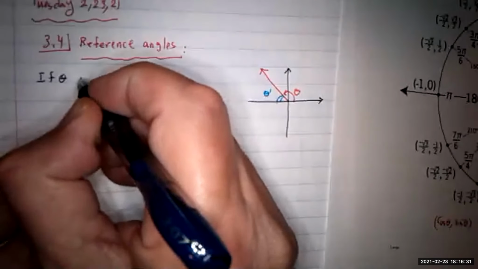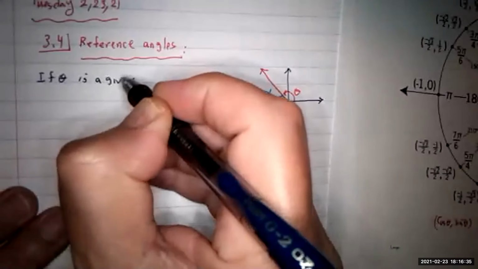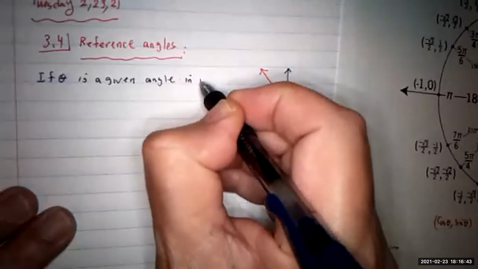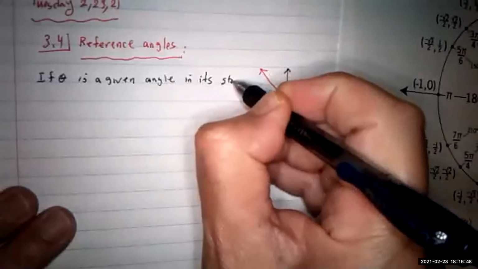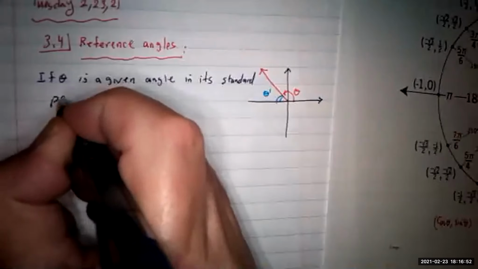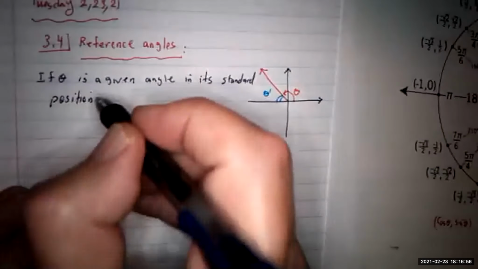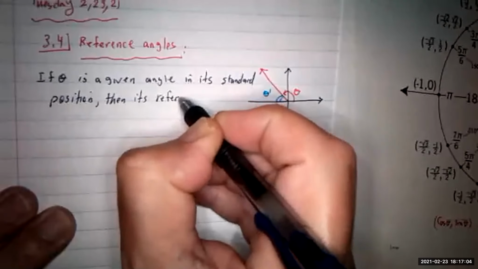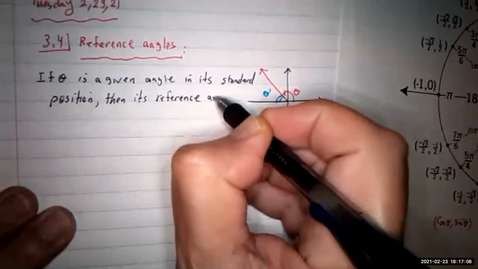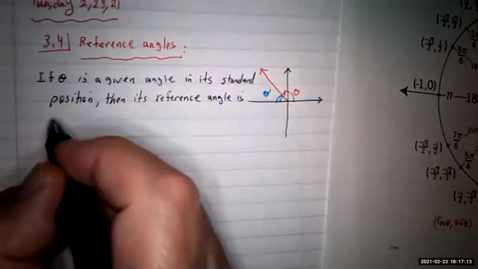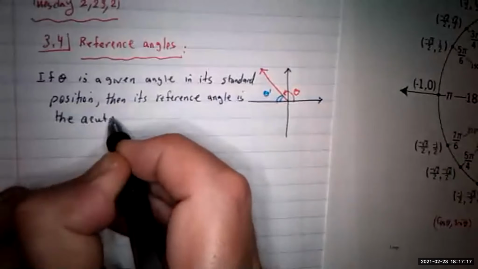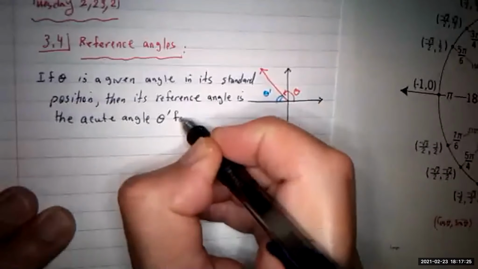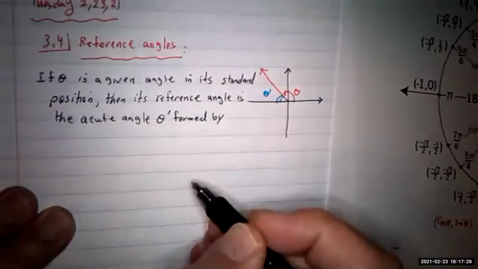So if theta is a given angle in its standard position, then its reference angle is the acute angle, of course, I'm going to call it theta prime, formed by the terminal side of theta and the horizontal axis.